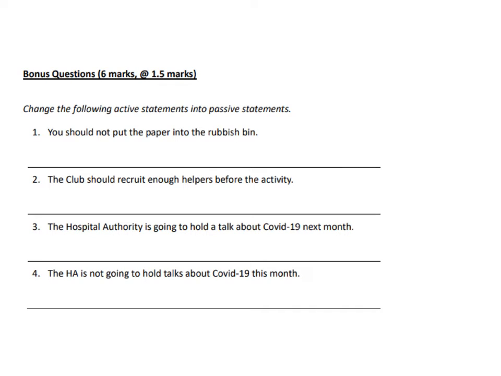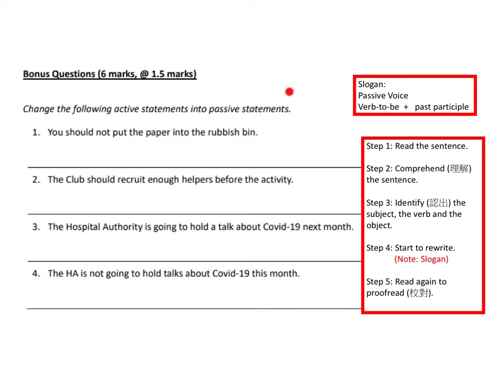Bonus questions. Change the following active statements into passive statements. 又係 passive,又係嗰句 slogan。Verb to be 再加 past participle。另外,改寫句子去到 passive statements,亦都仍然係呢5個 step。Step 1 Read the sentence.